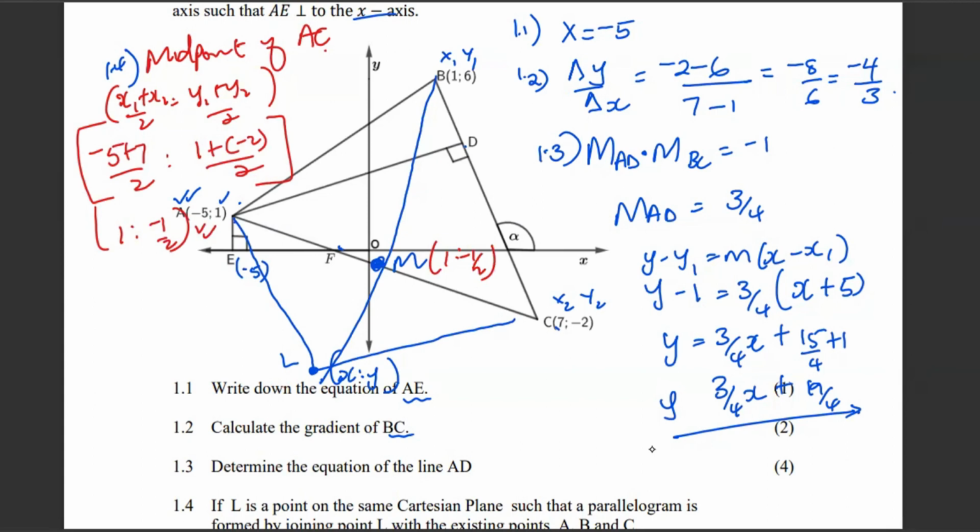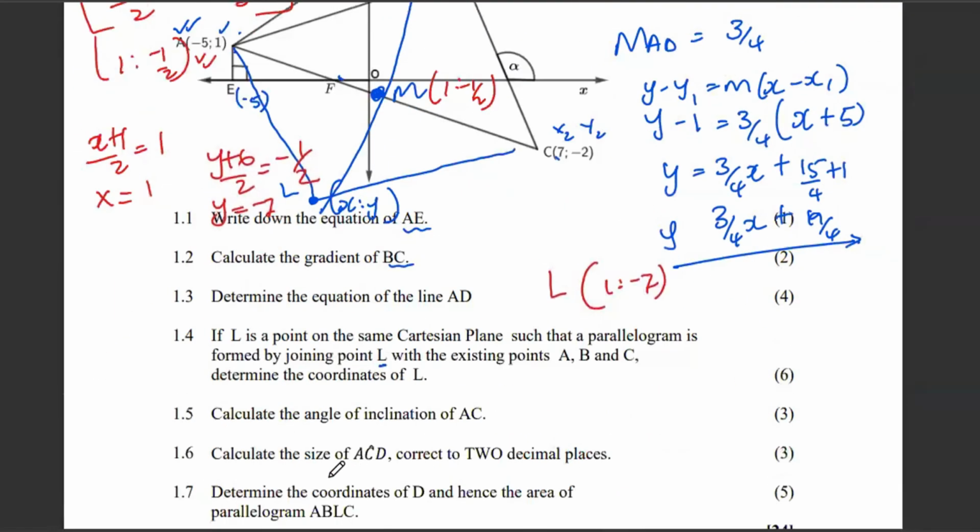If this is the midpoint of interest, then I can now find the coordinates of L using the midpoint formula. (x + 1) over 2 should give me a 1, meaning that my x is going to be 2 - 1, which is 1. Then I'll do the same thing with the y. (y + 6) divided by 2 must give us negative a half. Cancel the 2's, meaning that y should be -7. So L must be (1; -7).